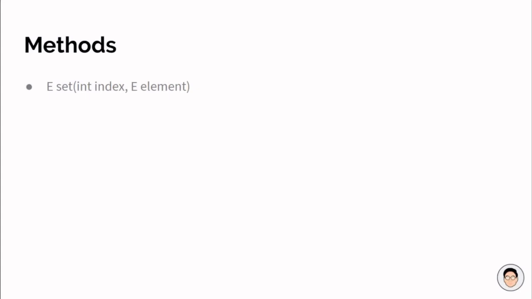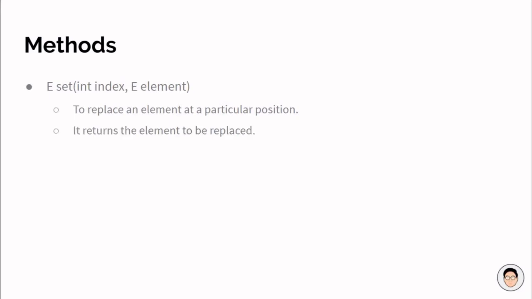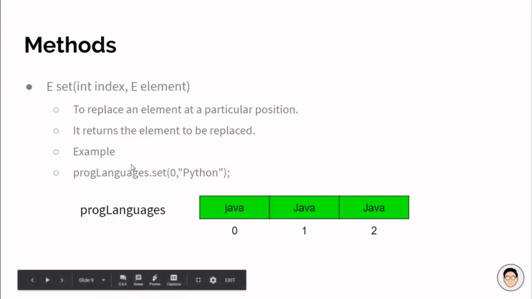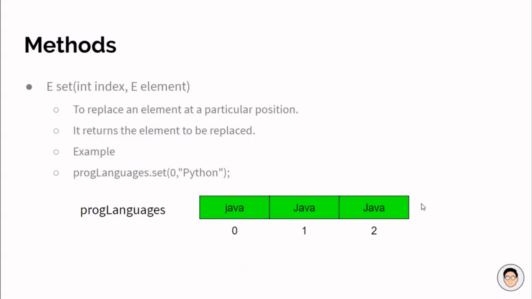Next method, E set(integer index, element of type E). Sometimes you want to replace an element at a particular position. In that case, you can use this method. It returns the element that was replaced. For example, programmingLanguages.set(0, "Python"). Before this statement gets executed, programmingLanguages has 3 elements, Java, Java and Java. Whenever this statement gets executed, Java will be replaced with Python and Java will be returned.